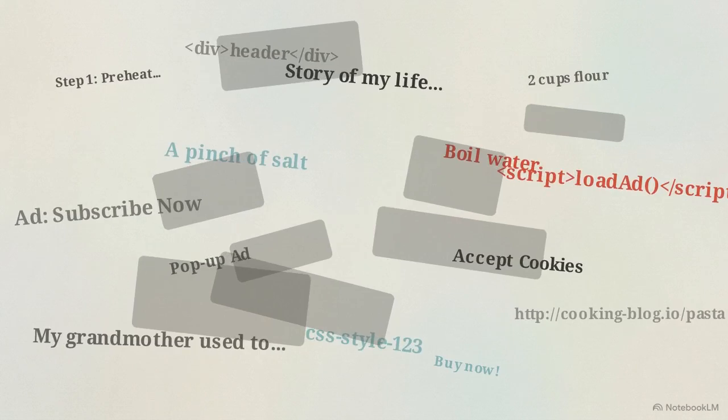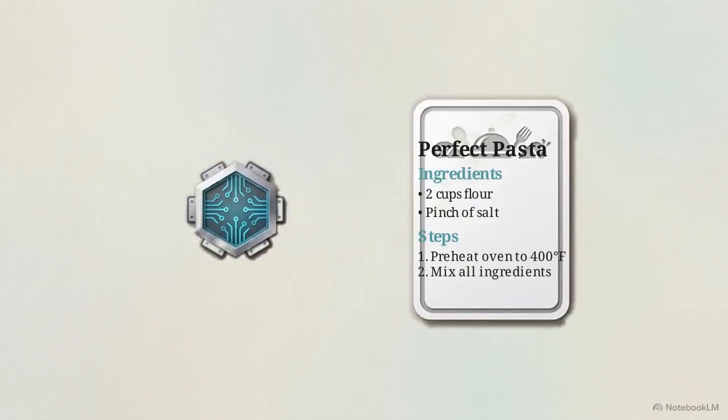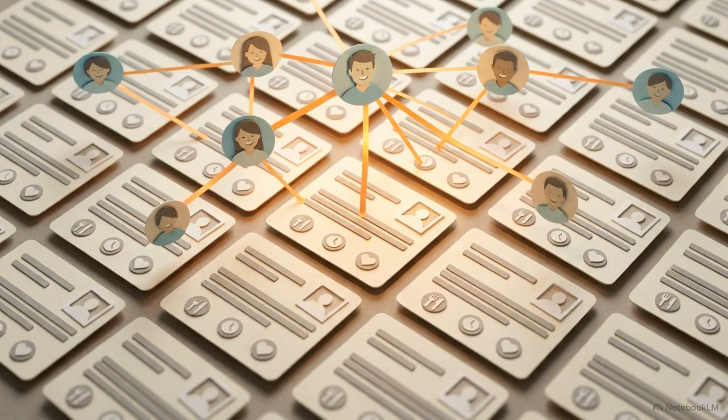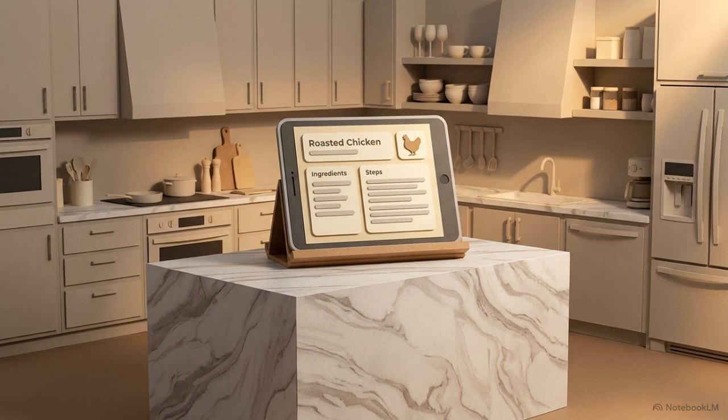Cuinatelia solves this by using artificial intelligence to instantly extract the actual recipe data from the clutter, while also building a private network to share those clean recipes directly with your friends and family. By combining automated data structuring with a private social graph, the isolated and messy process of gathering recipes turns into an organized, collaborative digital kitchen.